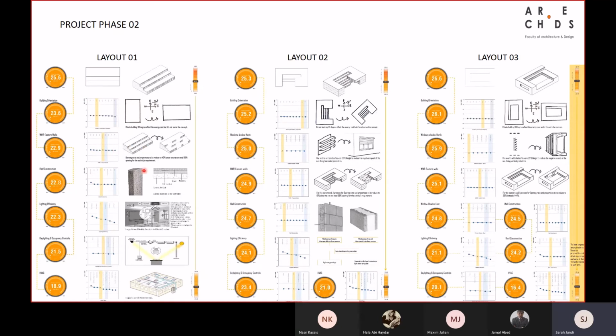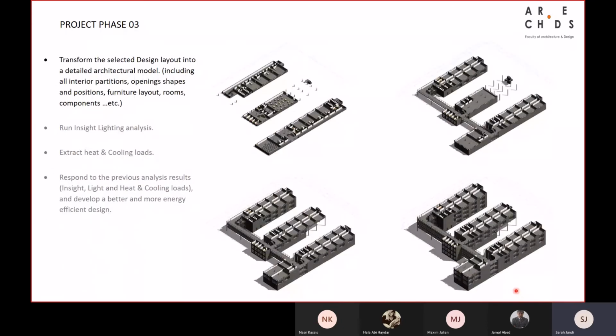We have the window to wall ratio, we have the materials, the components of the materials, and we can see there is a good result in this case, from 26 to 16, so saving almost 25% or 30% of the energy cost in the building. After this, in phase 3, they transformed the model into a detailed model.